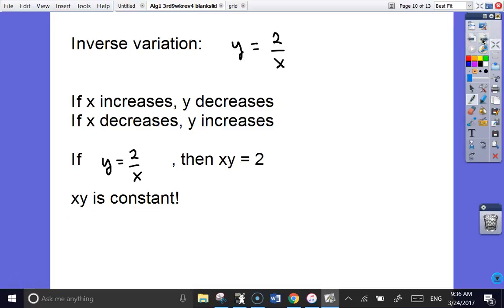Okay, inverse variation. An inverse variation would be like y equals 2 divided by x. The x is now in the denominator. Now what happens to the value of a fraction if you increase the value of the denominator? It goes down. Like 2 over 4 is 1/2, 2 over 8 is 1/4. So it's going to go down. So as x increases, y decreases. What's going to happen to the value of the function, or the fraction, y, if x decreases?